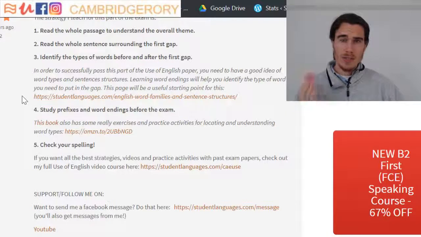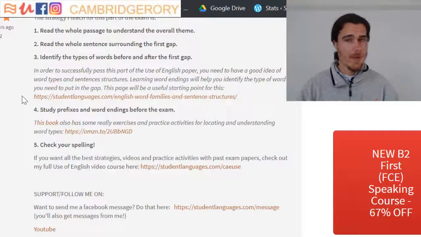People lose marks so easily in the use of English paper through bad spelling. And often they know the correct spelling. They're maybe just anxious or in a rush and they spell a word wrong. You don't want to lose marks like that. That is a silly way to lose marks. So avoid that by checking your spelling after you've finished.